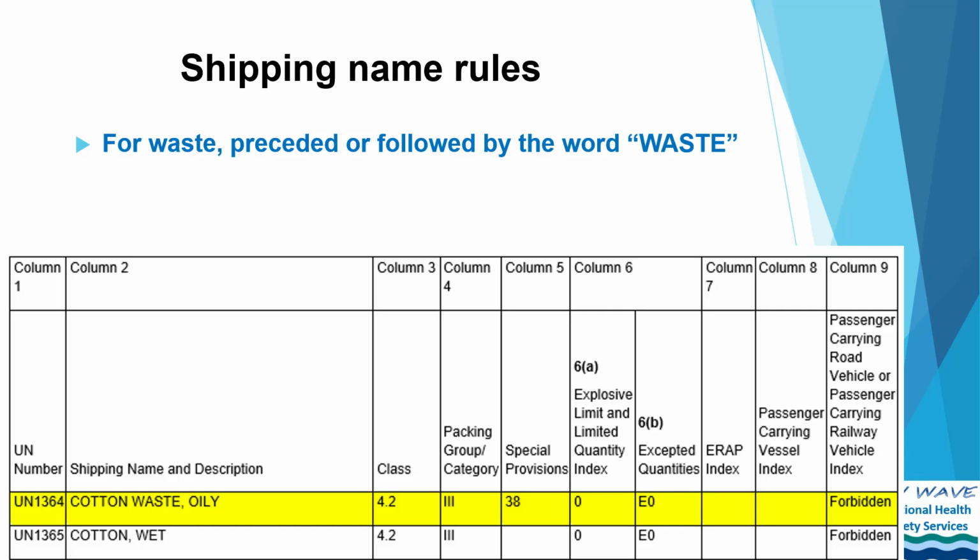For waste, the shipping name is preceded or followed by the word waste. For example, the oily rags you throw out in the bin are officially called cotton waste oily.